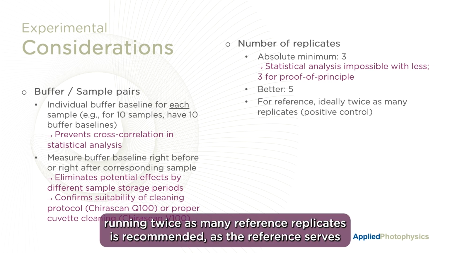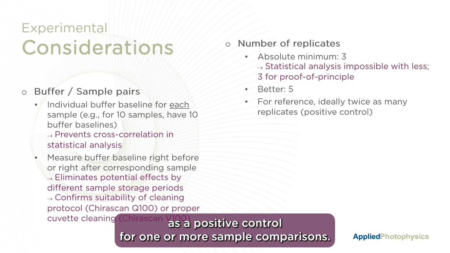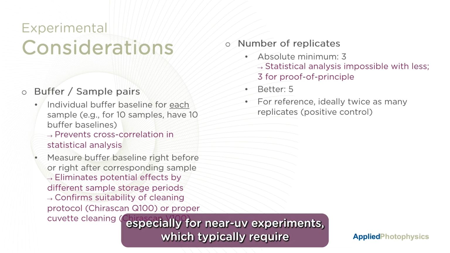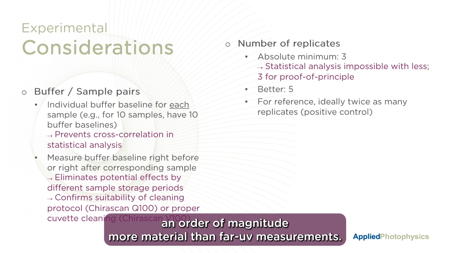Ideally, running twice as many reference replicates is recommended, as the reference serves as a positive control for one or more sample comparisons. Ultimately, the number of replicates is often limited by sample availability, especially for near UV experiments, which typically require an order of magnitude more material than far UV measurements.